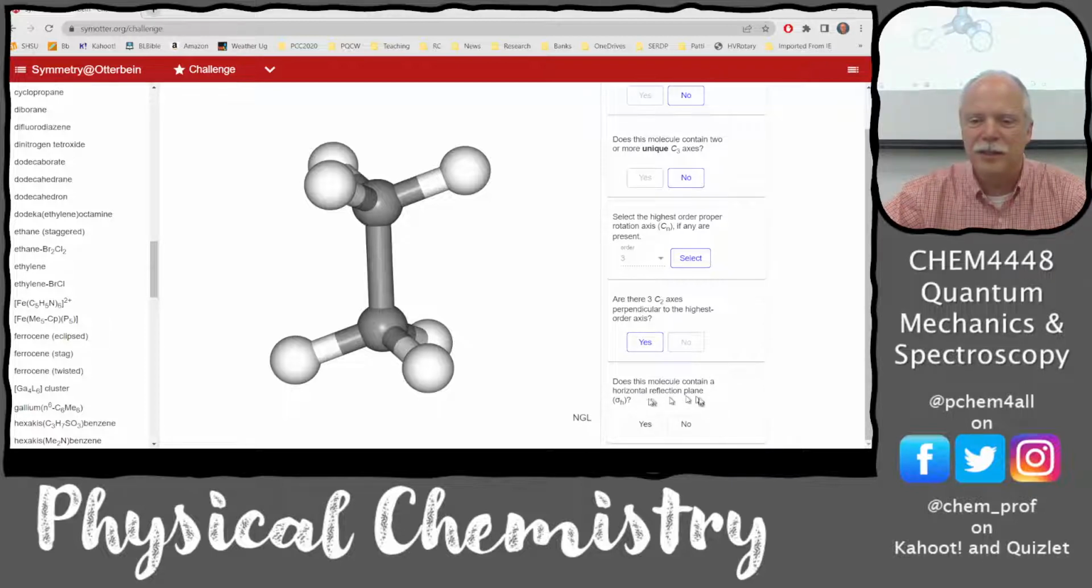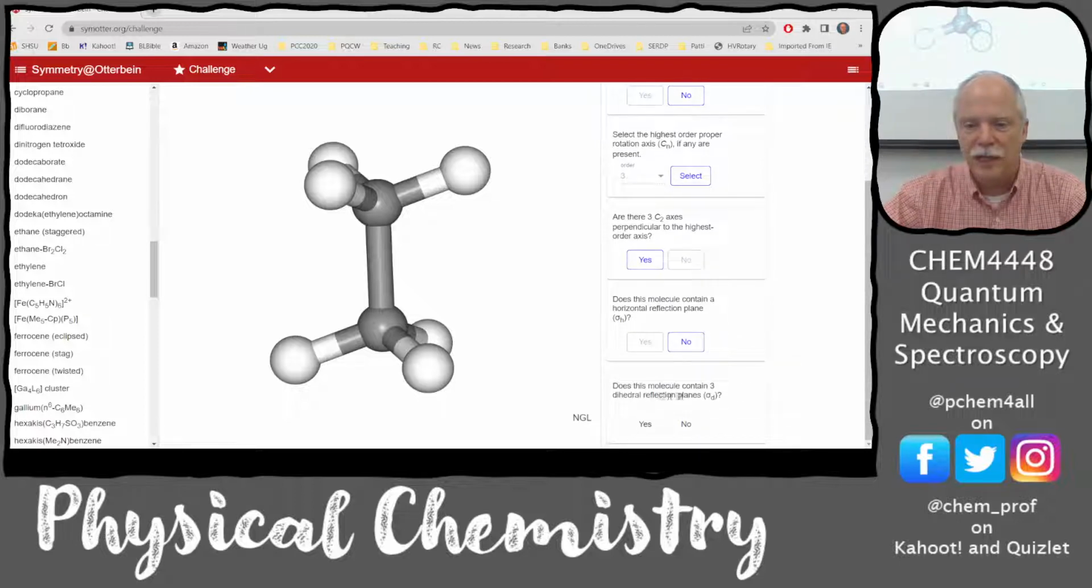Now, does this molecule contain a horizontal reflection plane? So the principal symmetry axis is vertical. So the reflection plane would be horizontal to that. And this hydrogen down here has nothing to reflect into. So we would say no to that one.